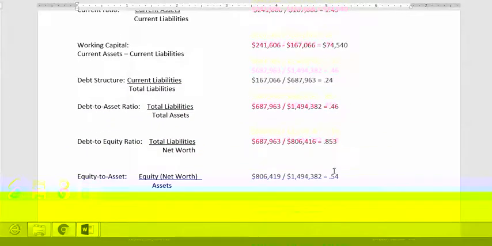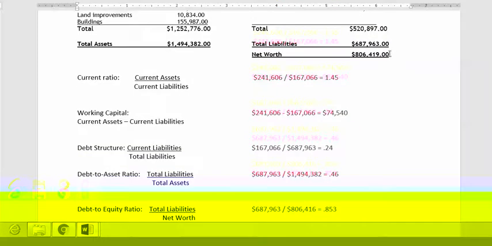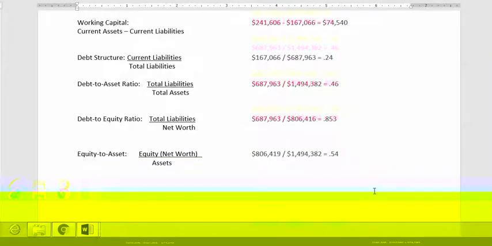Just a quick jump down here to equity to asset. Like I said earlier, this is 46%. That means this one's going to be 54%. Why? That adds up to 1. Equity to asset ratio, the equity or net worth to total asset. Take the net worth, divide that by total assets. It tells you what percent of the farm business is owned by the operator. 46% owned by the creditors, 54% owned by the operator.